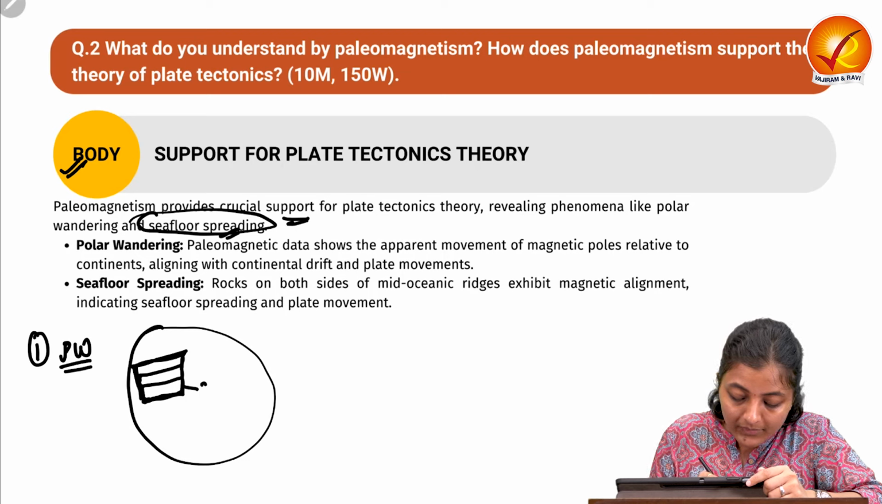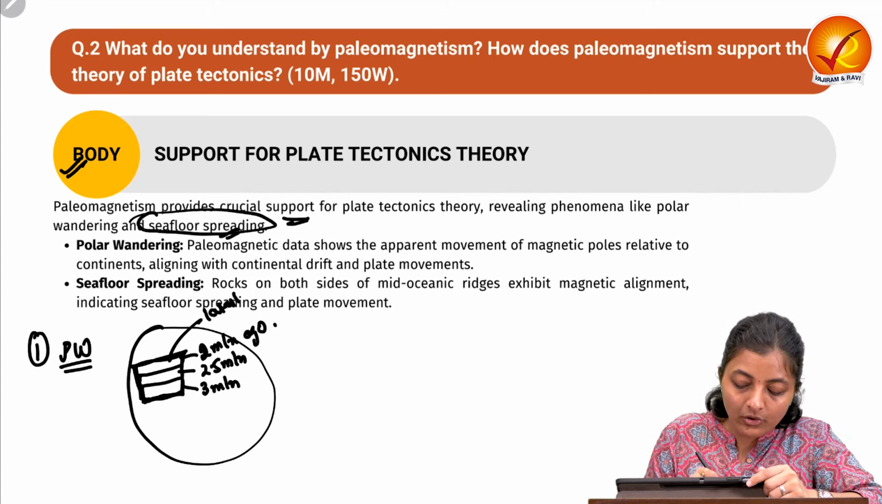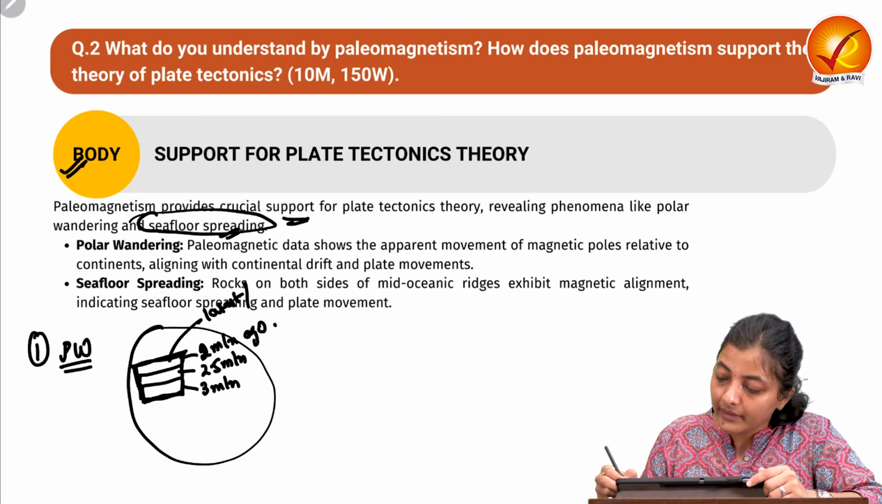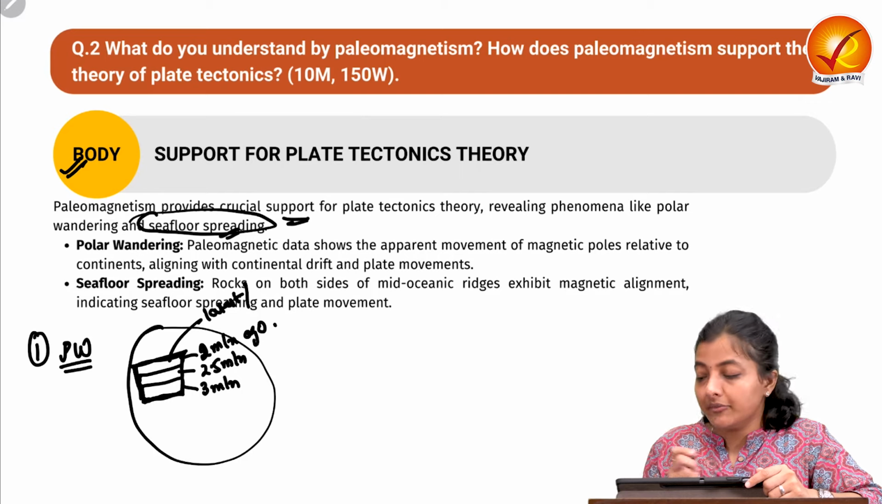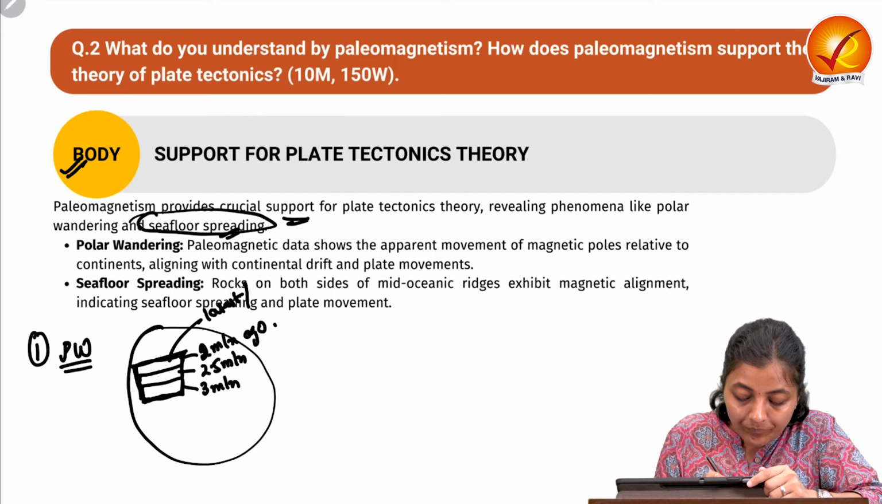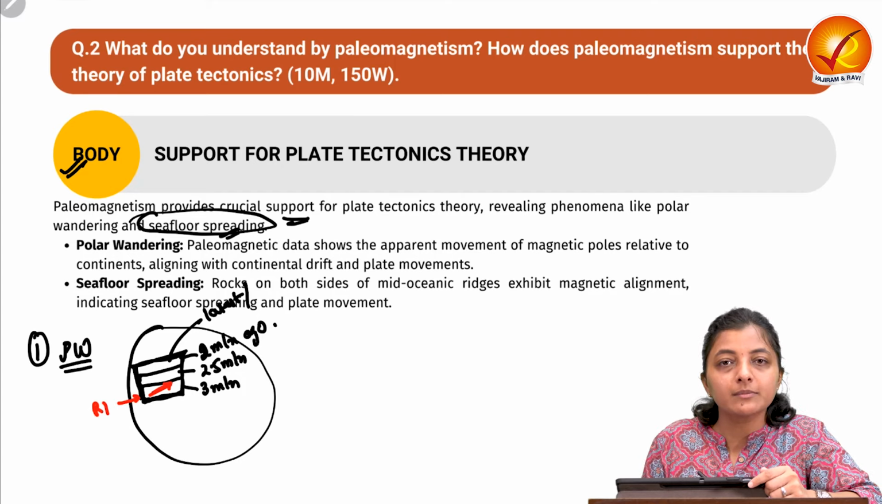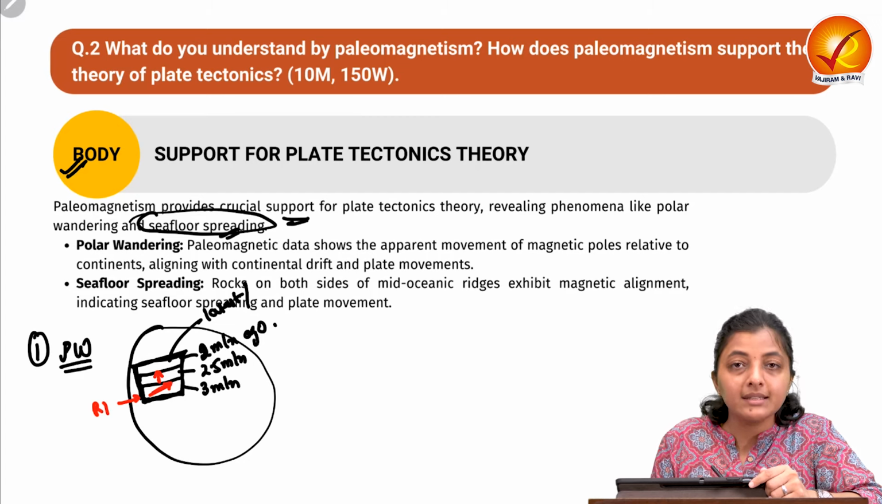Let's suppose this is 3 million years ago, this is 2.5 million years ago, and this is 2 million years ago from present. So these are the latest rocks or the new rocks. Now, when the scientists studied the magnetic properties of these rocks, they saw that the magnetic north pole in the lowest rock R1 is aligned in this particular direction. Next, the alignment is like this, and the next alignment is this.